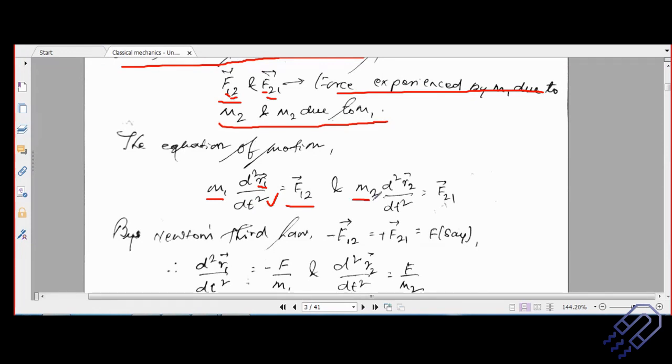Again, we can consider the same for the second particle, so we have F21 bar. Now you see, we are going to use reduced mass. That means in some way or other, we should combine these two equations, and that is what we are going to do. So we have got these two equations, a very simple idea.